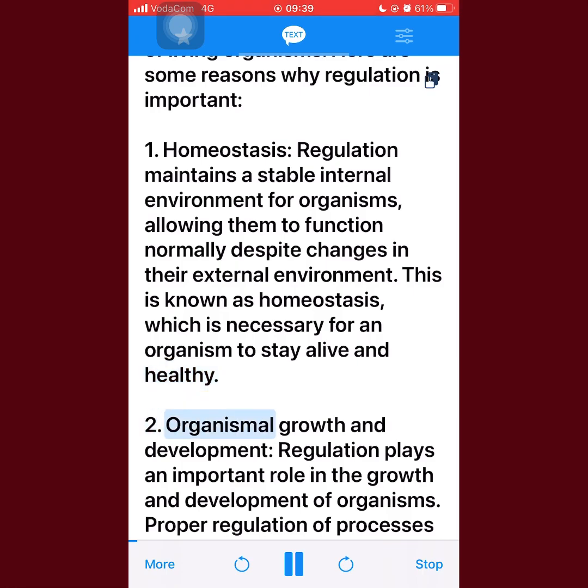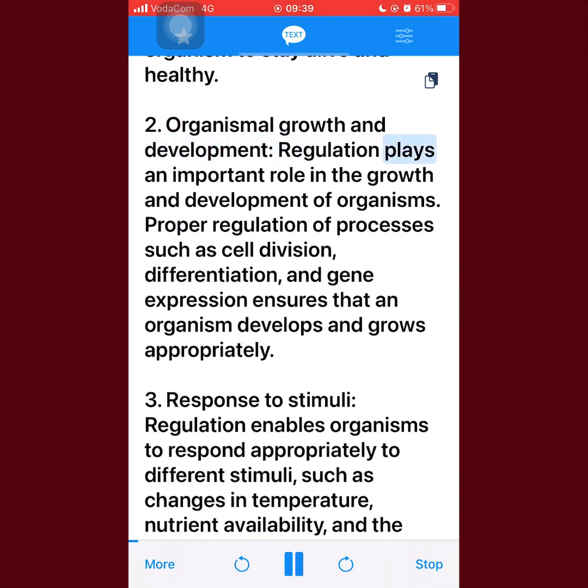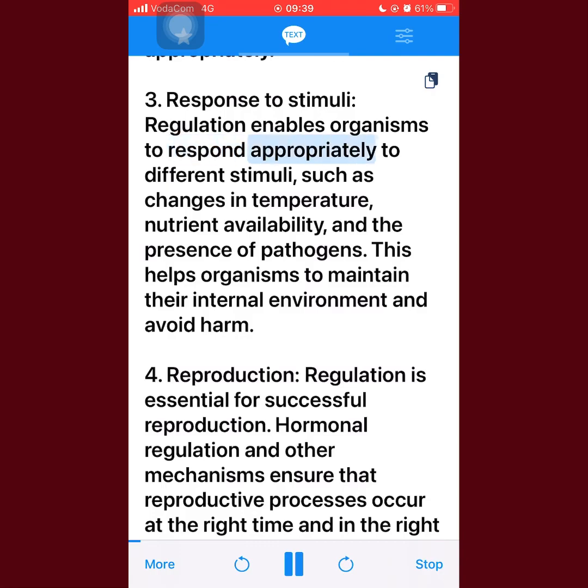2. Organismal growth and development. Regulation plays an important role in the growth and development of organisms. Proper regulation of processes such as cell division, differentiation, and gene expression ensures that an organism develops and grows appropriately. 3. Response to stimuli. Regulation enables organisms to respond appropriately to different stimuli, such as changes in temperature, nutrient availability, and the presence of pathogens. This helps organisms to maintain their internal environment and avoid harm.